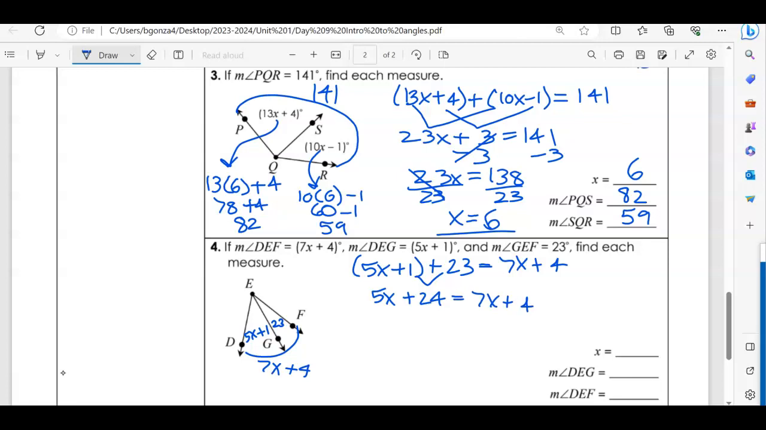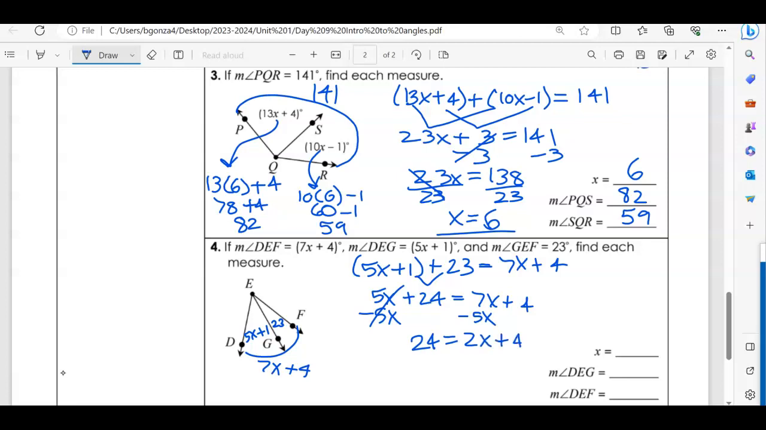Now, x is on both sides. What do I do when it's on both sides? Do I combine or get rid of one? Get rid of the smaller x, which is 5x. How do I get rid of a positive 5x? Minus 5x, minus 5x. Bring down 24 equals 7 minus 5 is 2x.